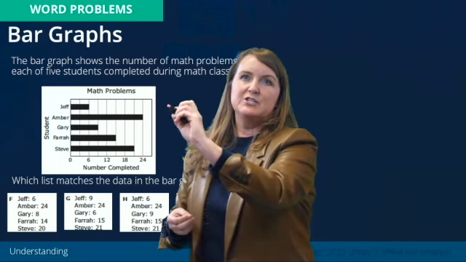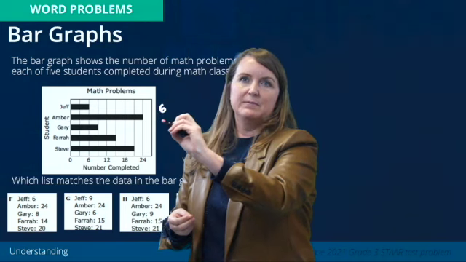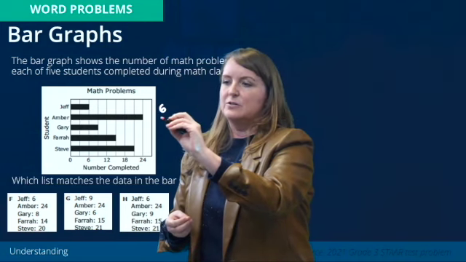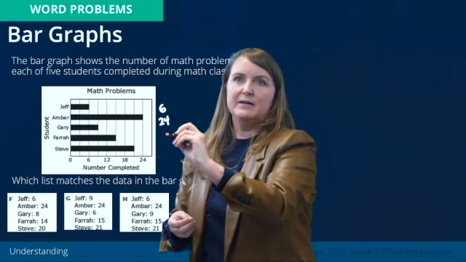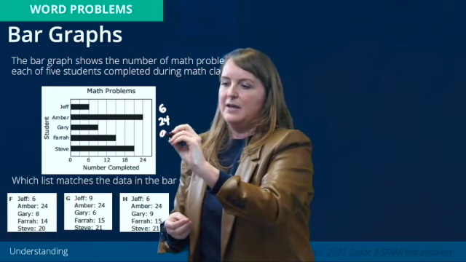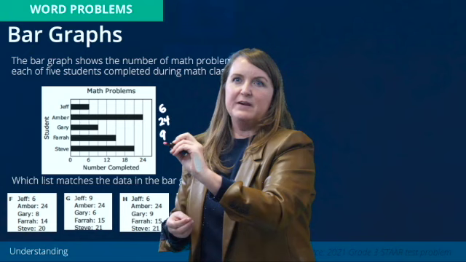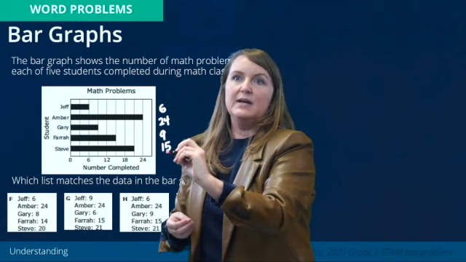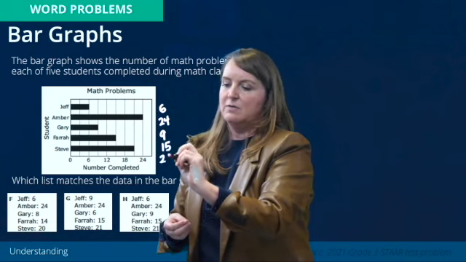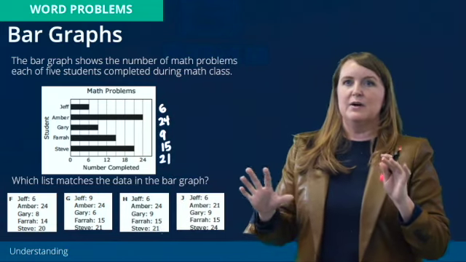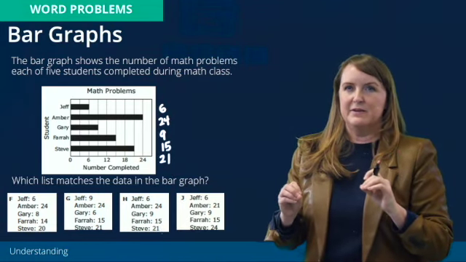So here I can see that Jeff answered 6 math problems correctly. Amber answered 24. Go ahead and write that right there. Gary answered 9. Let's see, Farah answered 15. And Steve answered 21. All right, that is great. I'm glad we have that at our fingertips.